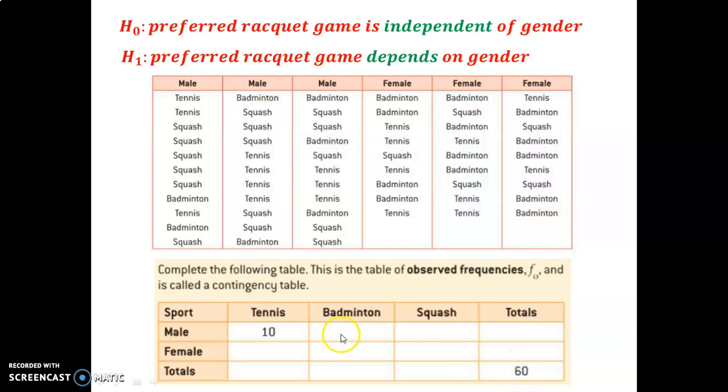So now your job is to fill in the rest of this table, and you probably won't need to get every one, because once you get a few of these, you can then get the others by looking at totals. But anyway, fill in the table, and let's see what you get.